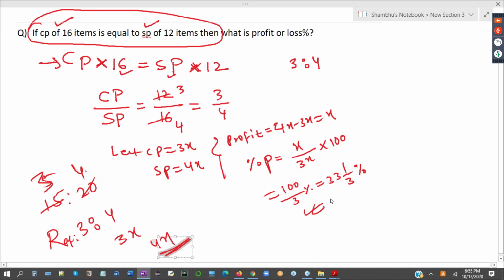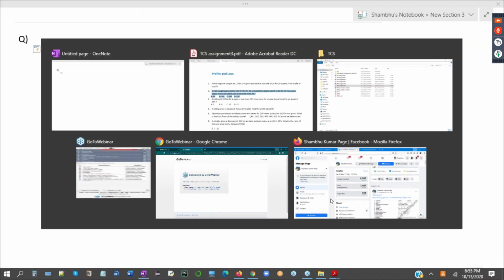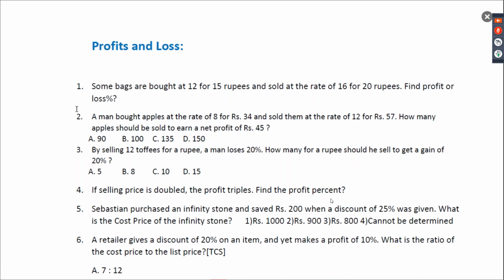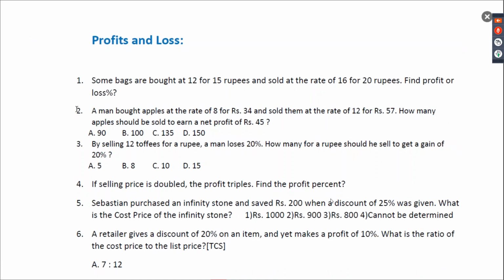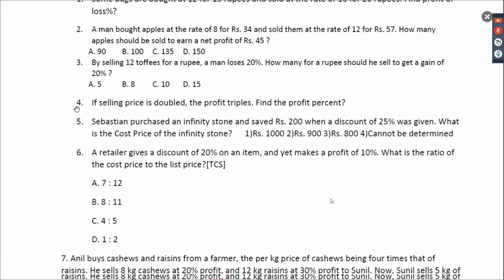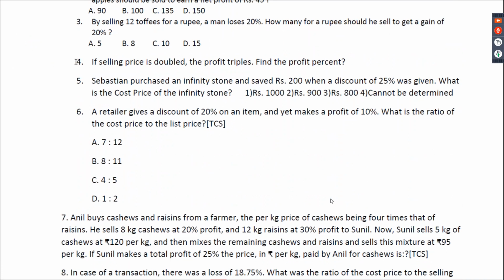Now, similar pattern, and this is also one important question. Okay, I will give you a question from here. Can you answer me question number 4? Fourth question.